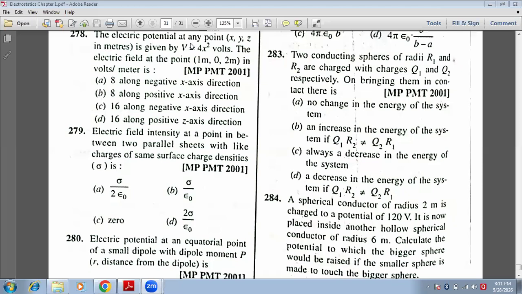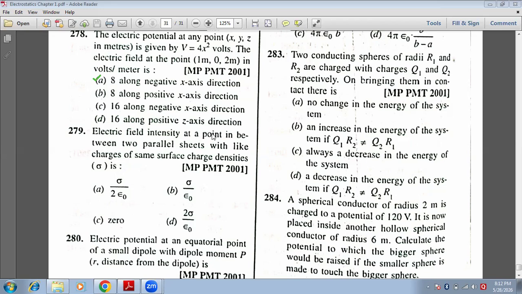The electric potential at any point x, y, z in meters is given by V is equal to 4x square volts. The electric field at the point 1 meter, 0, 2 meter in volts per meter is option A 8 along negative x-axis direction, option B 8 along positive x-axis direction, option C 16 along negative x-axis direction, option D 16 along positive z-axis direction. Correct answer, option A, 8 along negative x-axis direction.